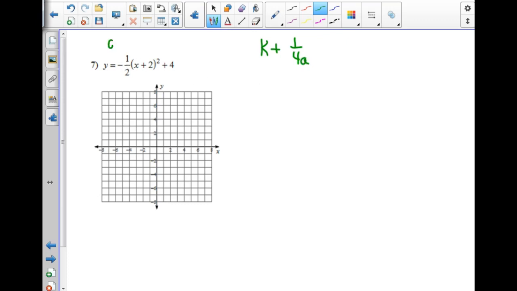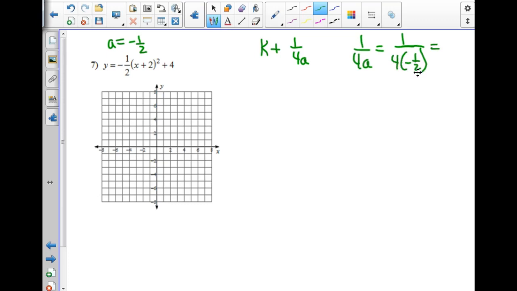All right, a here is -1/2. Let's try this right now, and do the 1 over 4a part. So 1 over 4 times a is going to be 1 over 4 times -1/2.